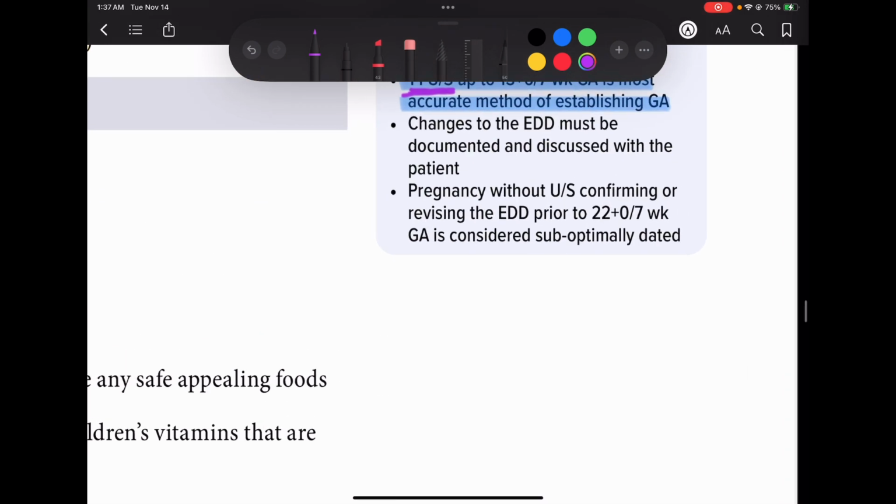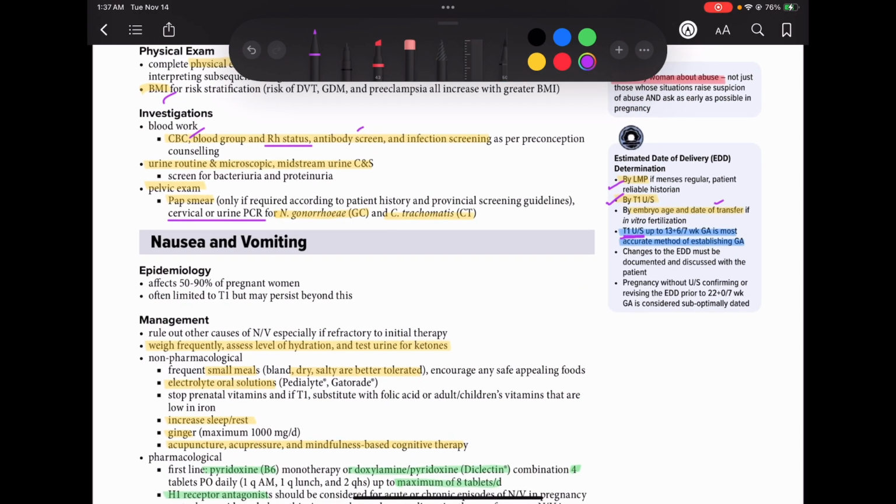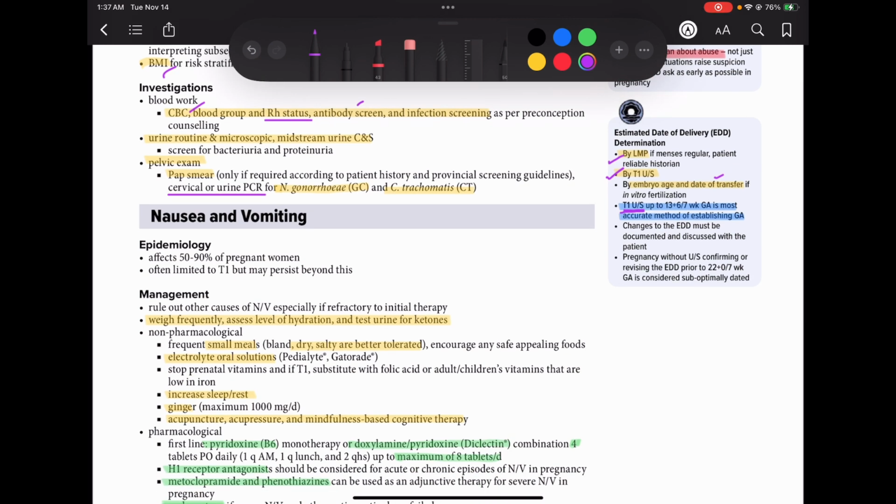A pregnancy without an ultrasound confirming or revising the EDD prior to 22 weeks plus 6 days, which is 23 weeks gestational age, is considered suboptimally dated. So we have to review the EDD in the second trimester also, otherwise it would be suboptimally dated.